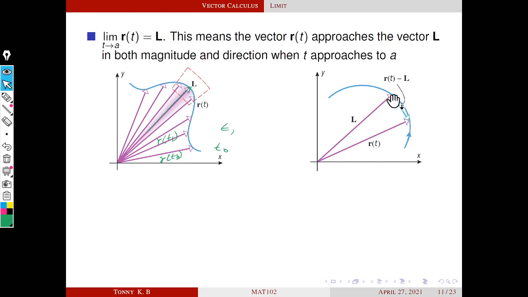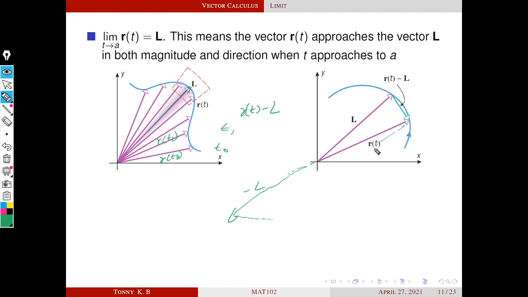So how to find this distance? We know vector subtraction. Okay, this is our r of t. Then how to find r of t minus L? I already explained how to find r of t minus L. Actually, the method is you extend this vector like this. So this is our minus L. Then we complete the parallelogram, because using vector addition, r of t plus minus L. So to find that, we complete the parallelogram.